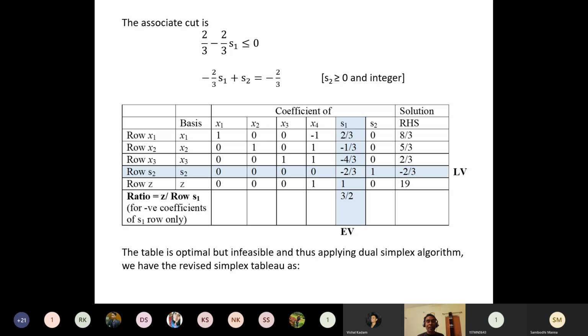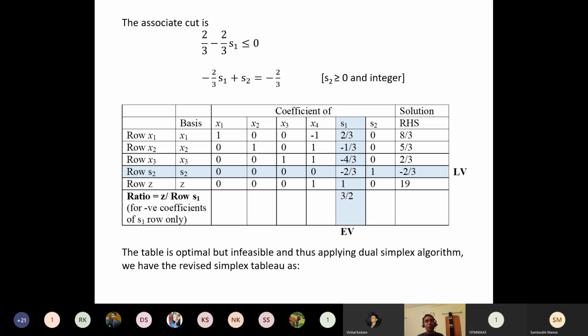So this will be replaced. This S2 will replace from the basis. Which variable will replace? Only one negative coefficient in the pivot row. So this is minus 2 by 3. This is S1, corresponding to the S1, the only negative coefficient in the S2 row, the pivot row. So this S1 will replace the S2 from the basis. So this one will be the entering variable and S2 will be the leaving variable.